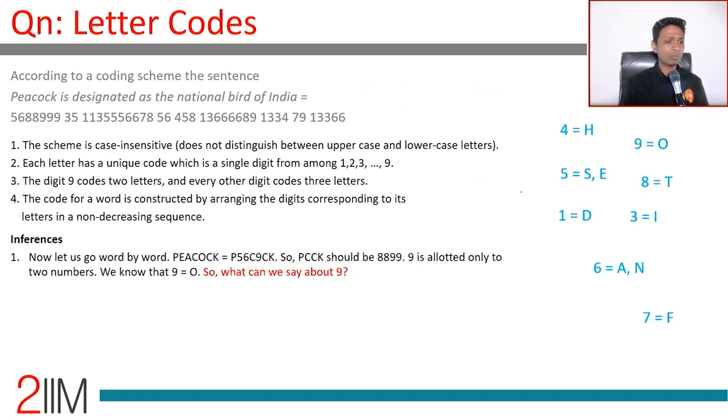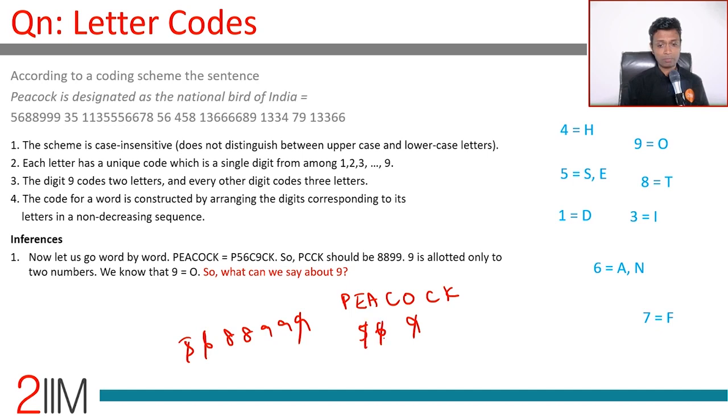Now let's go word by word. Let's look at peacock. P-E-A-C-O-C-K. We know O is 9. We know E is 5. A is 6. We don't know C, C, K and P. So we have a 5, 6, 8, 8, 9, 9, 9 here. 9 goes away. 5 and 6 go away for E, A, O. P, C, C, K are 8, 8, 9, 9.